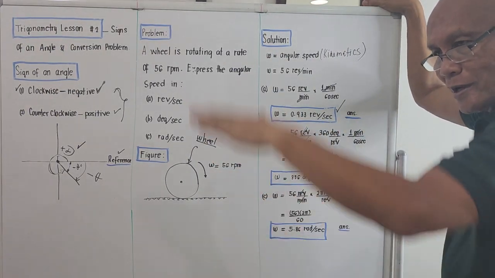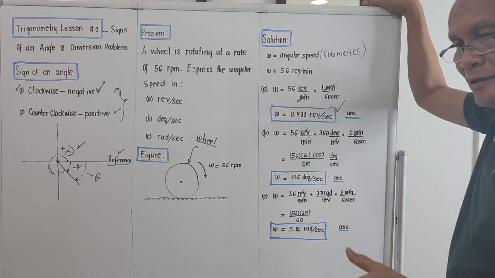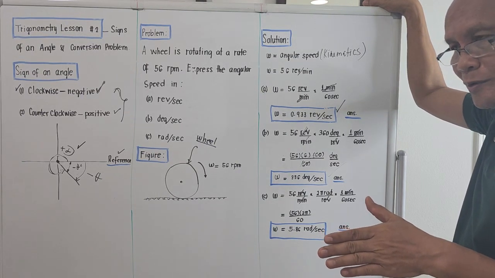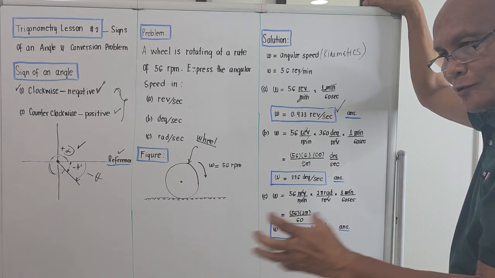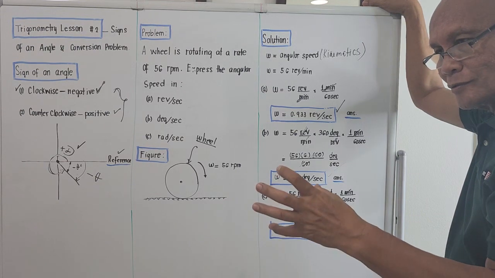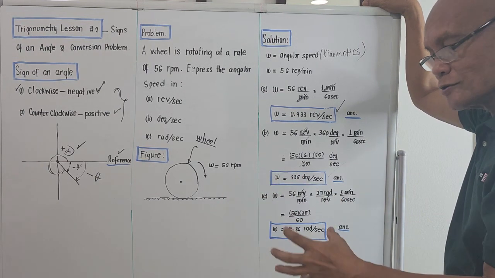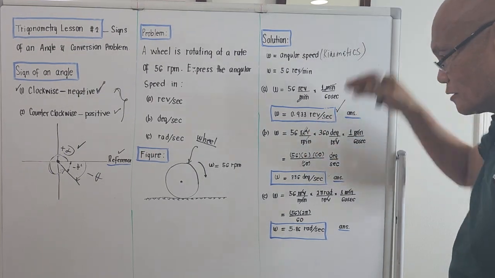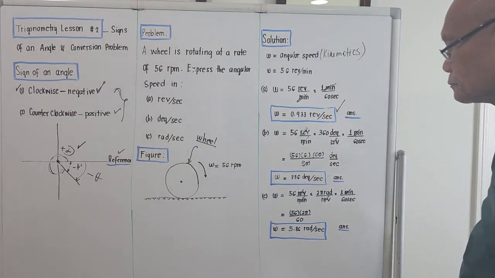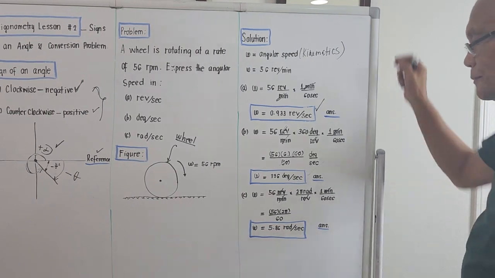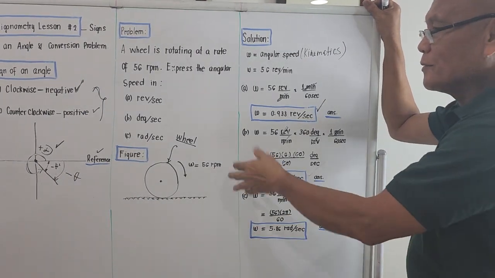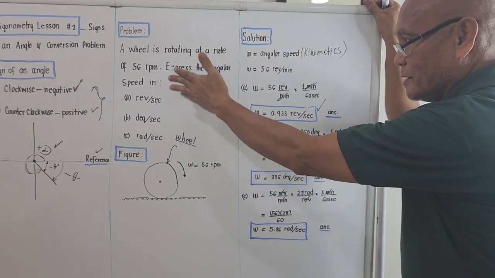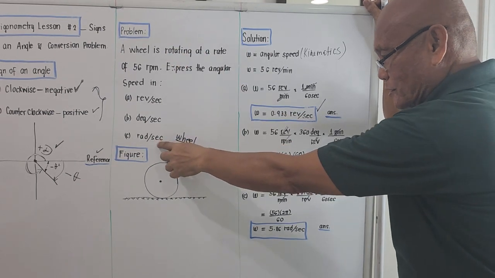So when you go to higher up subjects, if you are simplifying a complicated equation, and you want to get the proper unit of your answer, you should do it like this. This is the proper way on how to convert. Okay, letter C. The problem is just asking for the angular speed in terms of radians per second.